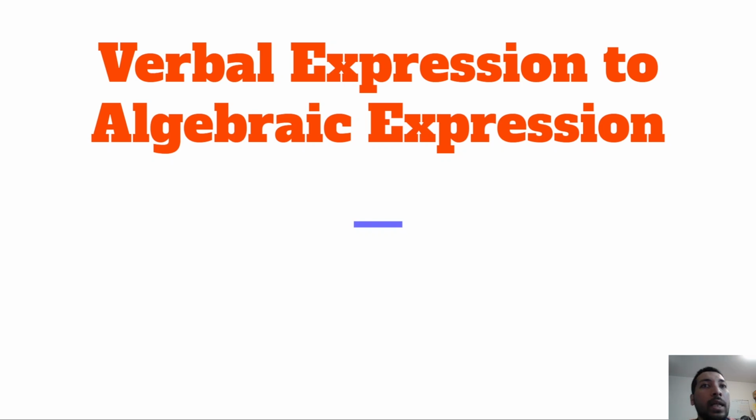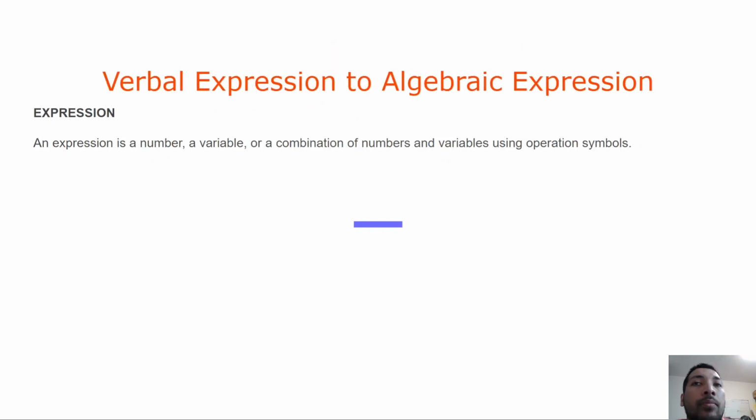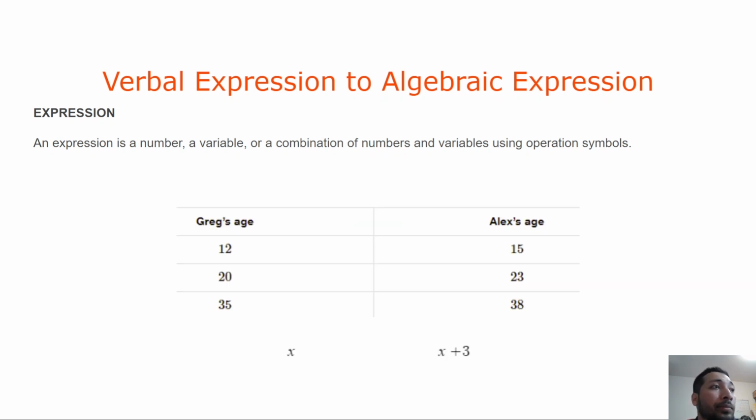First, we'll explain what is meant by an expression. An expression is a number, a variable, or a combination of numbers and variables using operation symbols. Earlier, we have seen the examples with Greg's age and Alex's age. We have x and x plus 3. Both of these are expressions. Over here, we can see that x is just a variable and x plus 3 is a combination of numbers and variables using operation symbols.